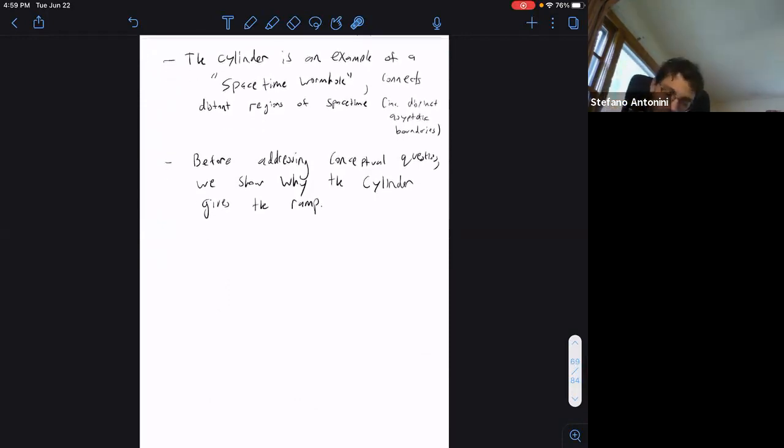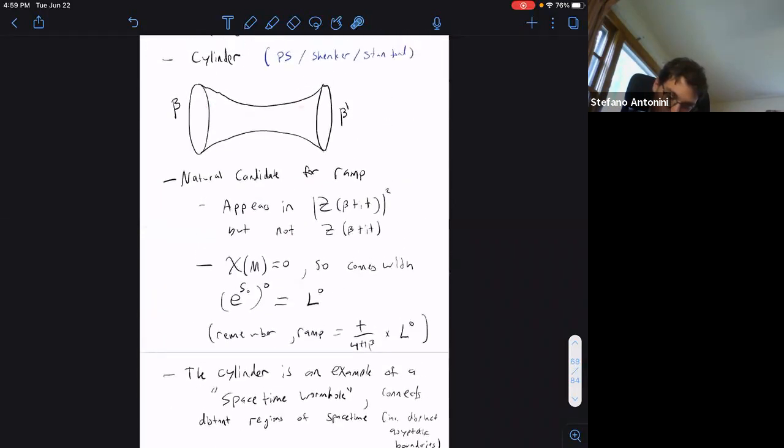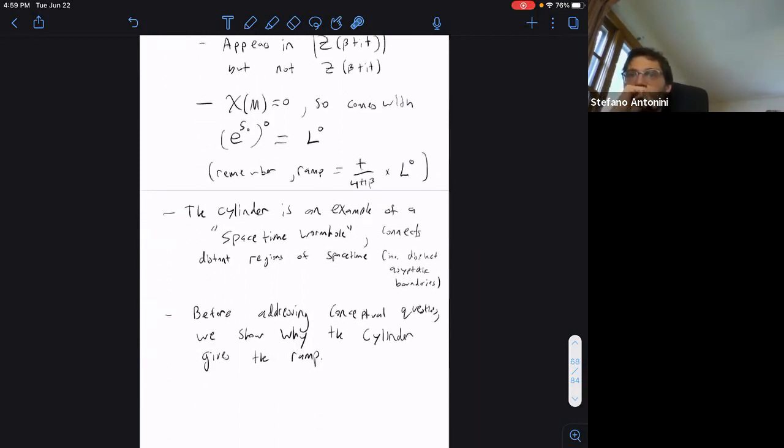cylinder. And just as some terminology, the cylinder is an example of what's called a space-time wormhole. A space-time wormhole connects distant regions of space-time. For example, even these 2 asymptotic boundaries are connected by this space-time wormhole.